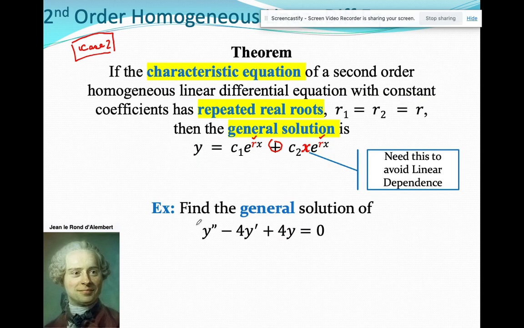So finding the general solution here, again, I'm looking for coefficients in front of y double prime, y prime, and y. So I get r squared minus 4r plus 4 is equal to 0, meaning that r minus 2 squared is equal to 0. So I do get 2 roots, but they are the same. R equals 2. Therefore, my solution is y is equal to c1 e to the 2x and c2 e to the 2x, but with an extra multiplier in there.